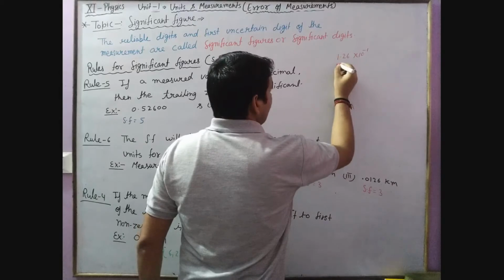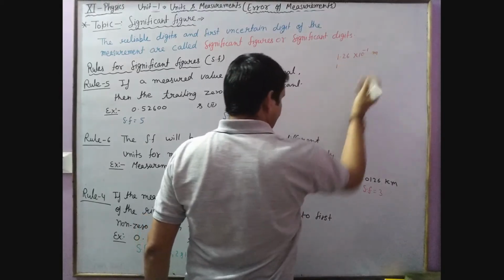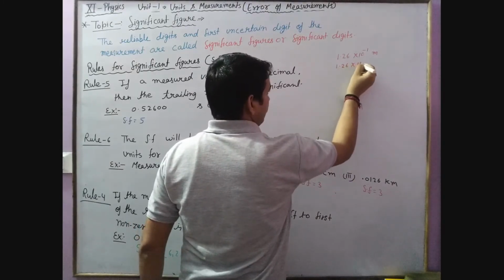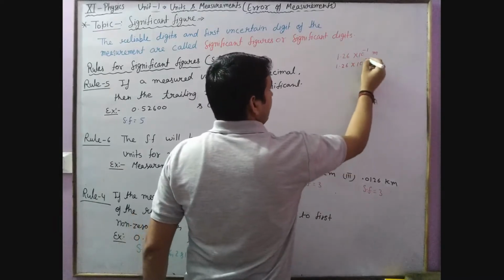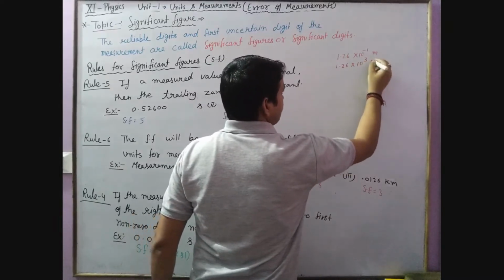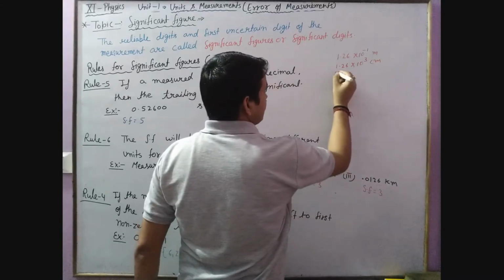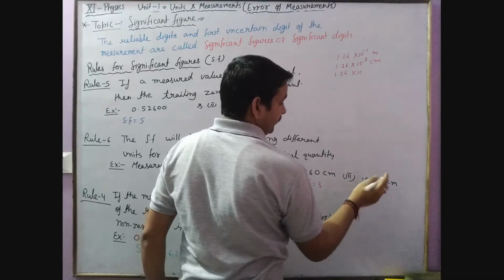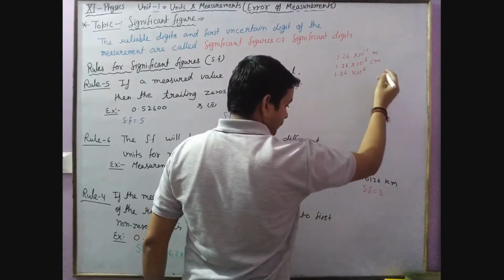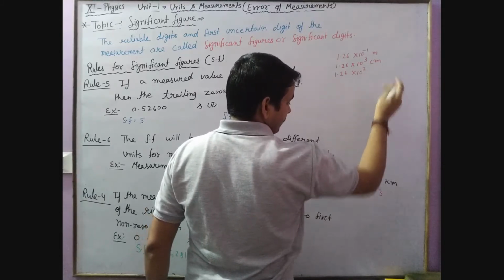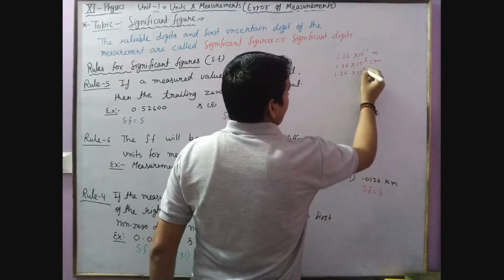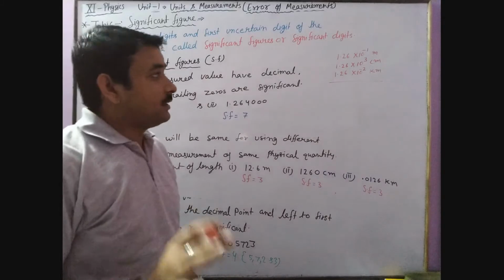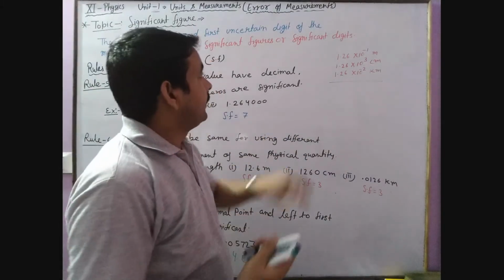Another, it is in meter. When we use it, so 1.26 into 10 to the power 3 centimeter, and this can be written as 1.26 into 10 to the power minus 2 kilometer.